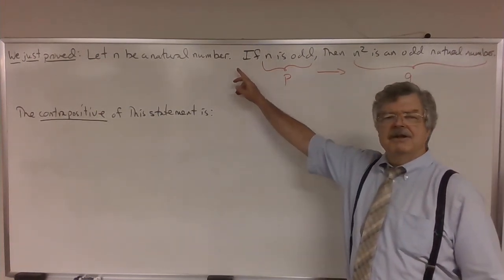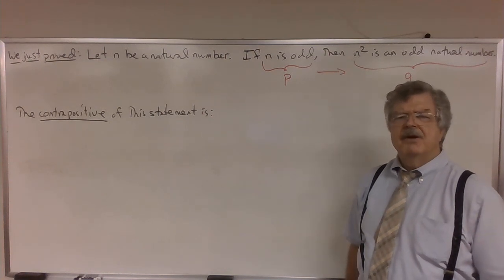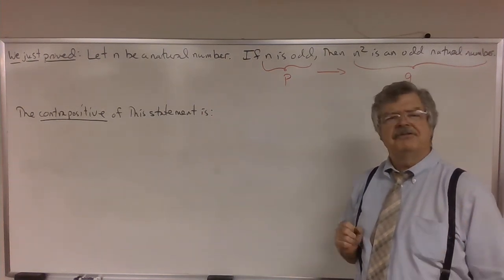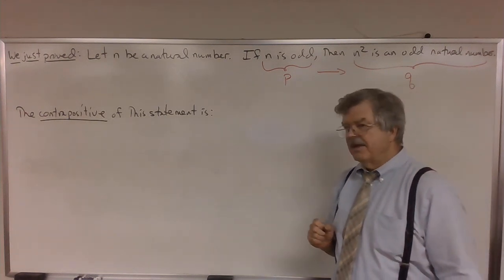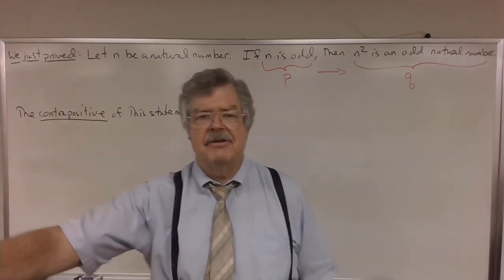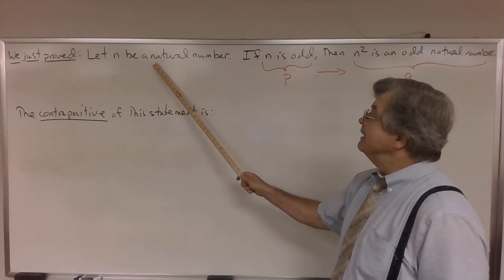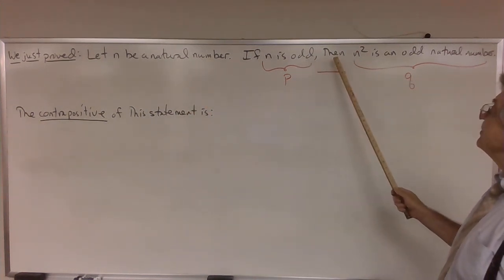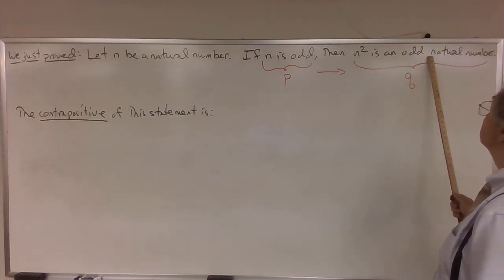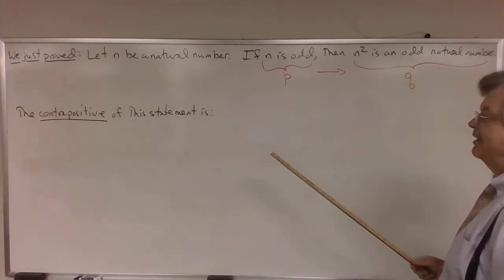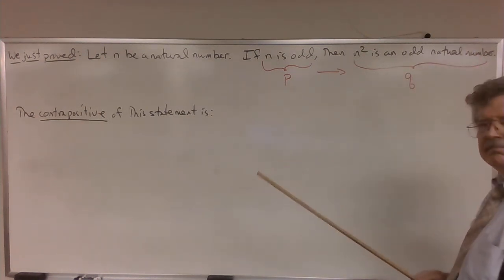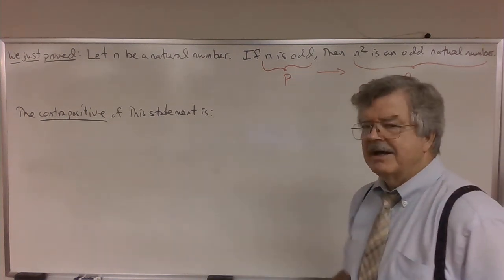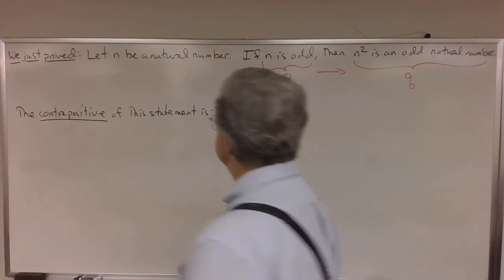Okay, let's take a look at what we just did. We restricted our universe to the set of natural numbers. So what we did essentially was say, let n be a natural number. If n is odd, then n squared is an odd natural number. What about the contrapositive? Let's see.